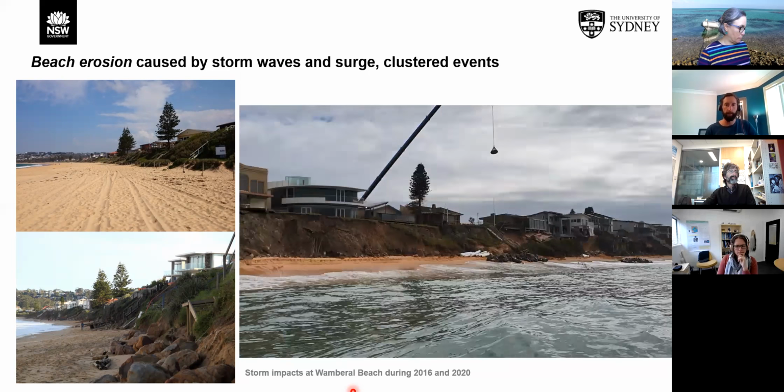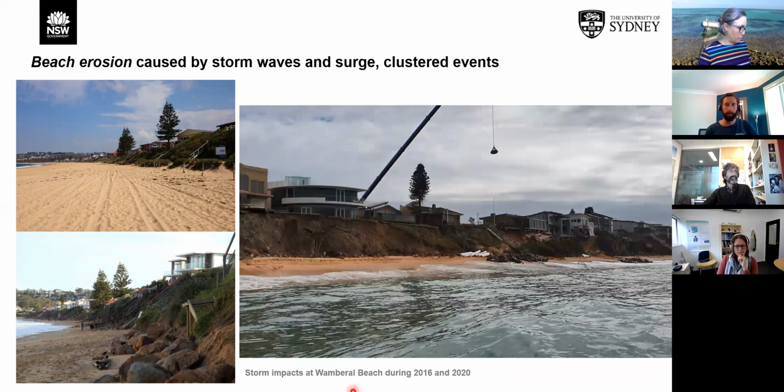Our coast is very much a coast where the beach and dunes are quite well developed. And when we have storm impacts, the sand is moved offshore into surf zone bars and beyond the surf zone across the upper shore face. So this is actually the bathymetry at Wamberal Beach after that storm in the previous video.